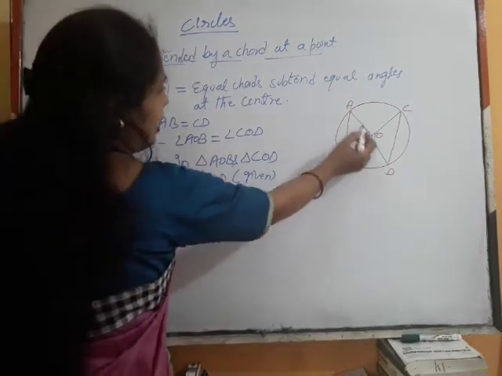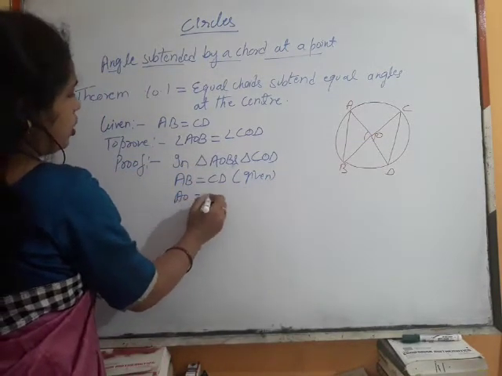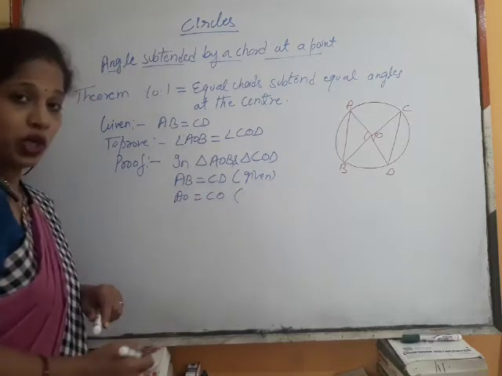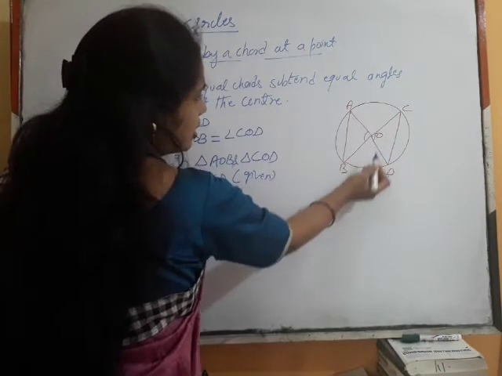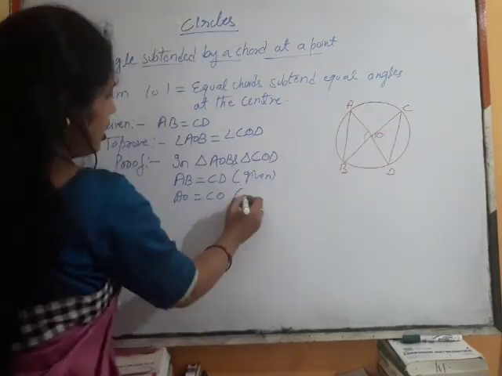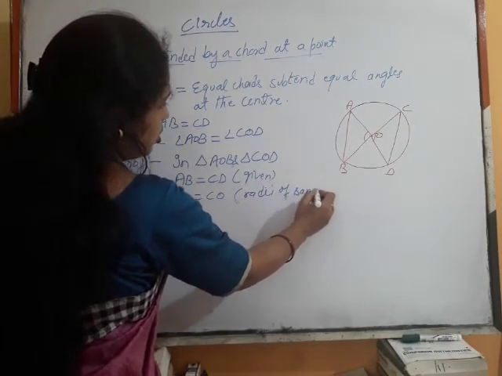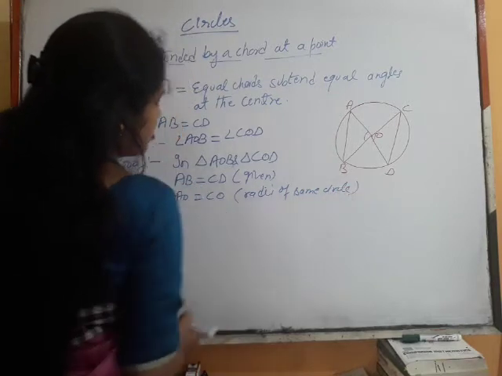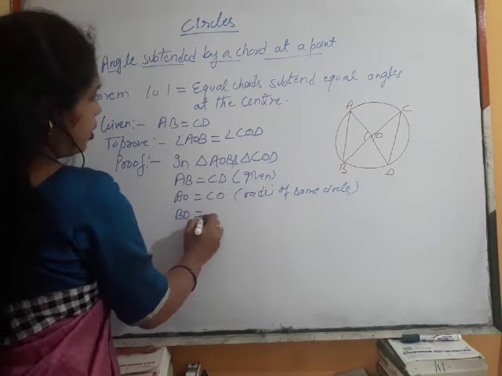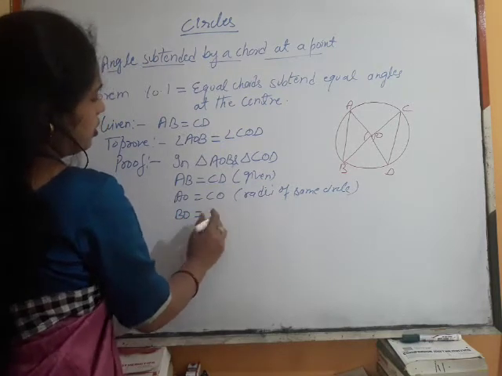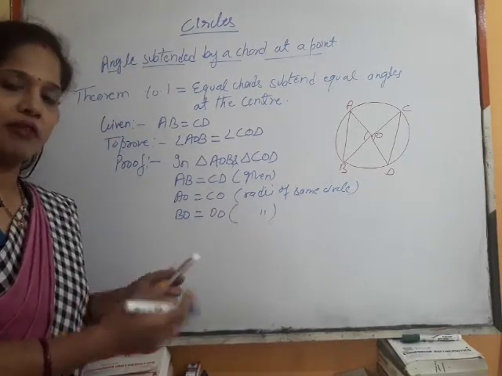Okay. And then AO of this triangle and CO of another triangle, AO is equal to CO. What are they actually? They are the radii, the distance from the center to the circle. Radii of the same circle. Similarly, for BO and DO we can write the same reason. BO and DO are also radii of the same circle.